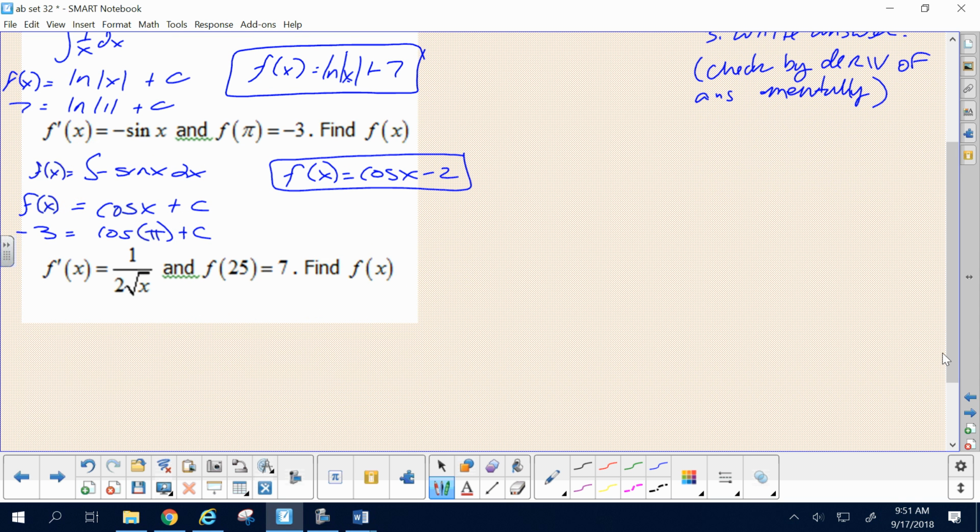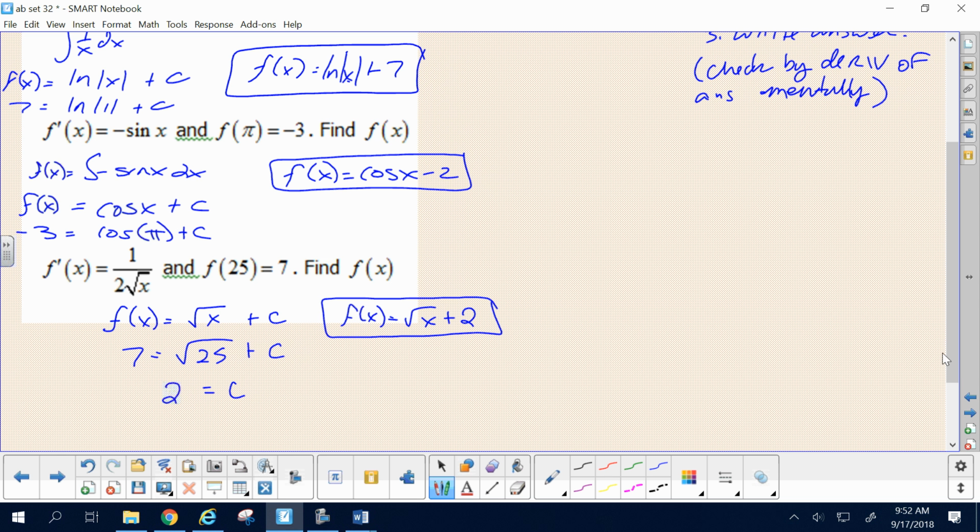This one is a bit of a gotcha, but hopefully it looks familiar. We've done that derivative a lot. What is that the derivative of? Square root of x. Yeah, that's what happens when we take the derivative of the square root of x. Hopefully you've seen that enough and you remember that. If I plug in 7 is the square root of 25 plus c, then c is 7 minus 5 or 2, and therefore f of x is the square root of x plus 2, and again I can check that with the derivative.